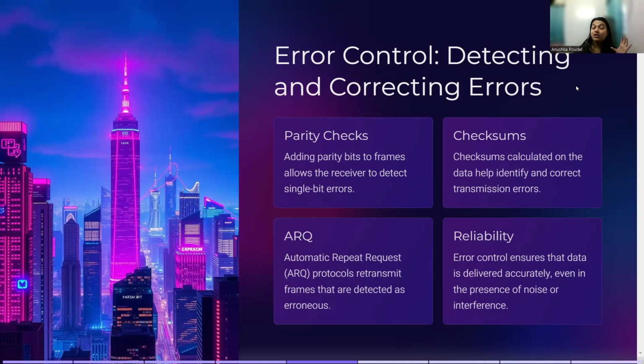Then you have reliability. Error control ensures that the data is delivered accurately even in the presence of noise or interference. So what is noise? Noise is nothing but the corruption that occurs.